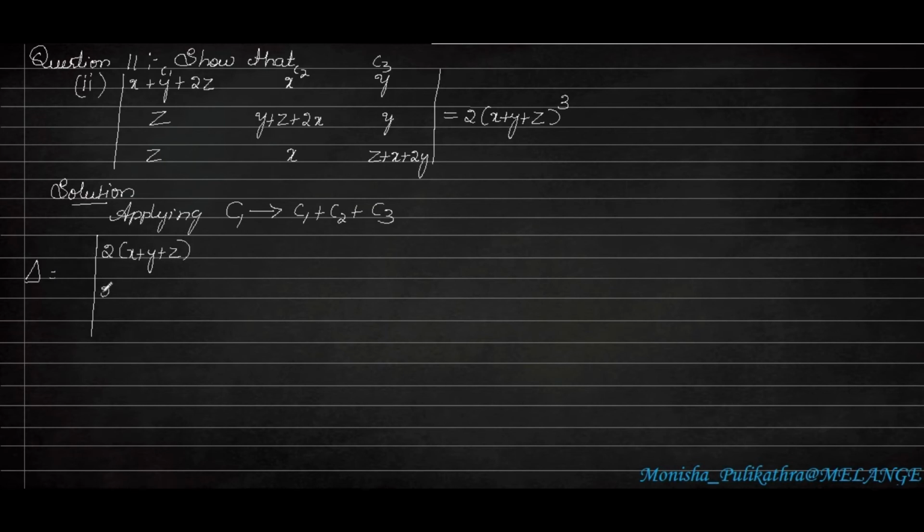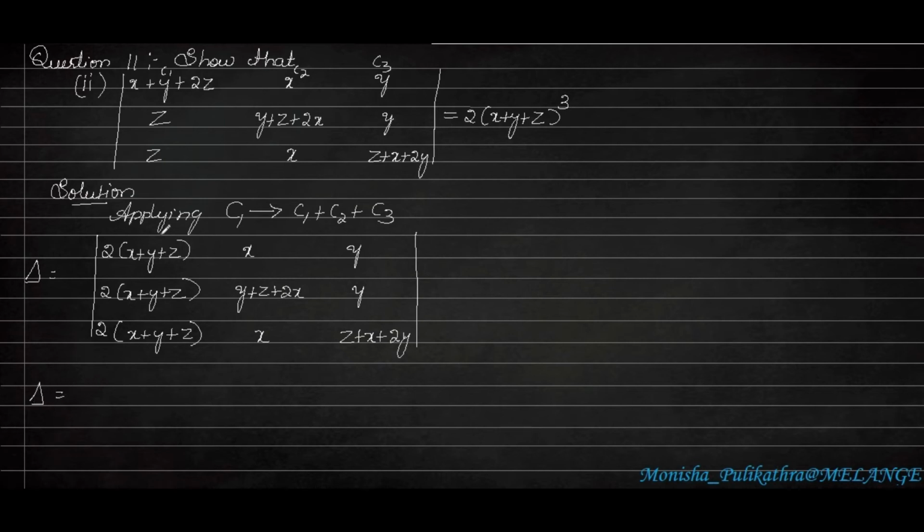So the whole column will become the same thing. 2x will become 2y and 2z, since I have taken 2 common. So 2 into x plus y plus z. Since I have done the changes only for column 1, the rest of the things will be as it is. For column 2 and column 3, all the elements will be the same. So z plus x plus 2y.